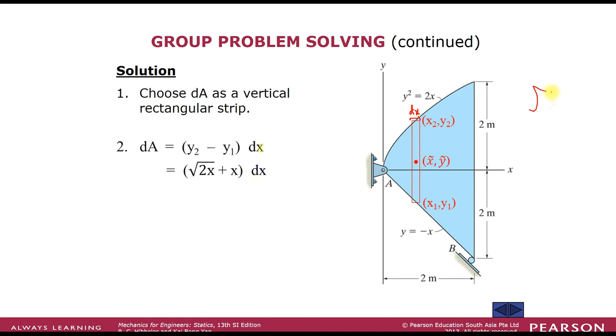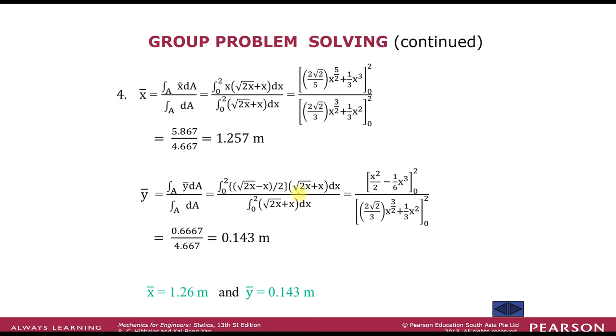Since x is equal to x and y is equal to y1 plus y2 divided by 2, that equals square root of 2x minus x divided by 2, with all those equations that we have. So we integrate x dA over dA, the area. If you look back here, the length is 2 and 0, and also 2 meters up, so the limits change between 2 and 0, both on the x and y axes.